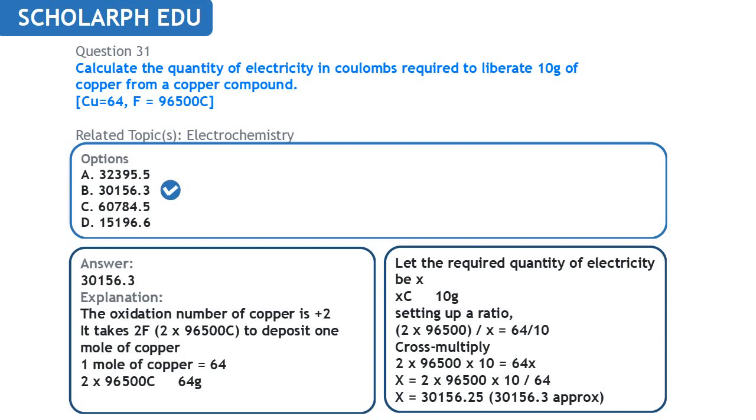Now by the time we multiply all of these, 2 times 96,500 times 10, and we divide it by that 64, you'll be getting 30,156.25, which is approximately 30,156.3. So that means we require 30,156.3 coulombs of electricity to deposit 10 grams of the copper from a copper compound. That could be a solution of the copper, like a salt of the compound of the copper.